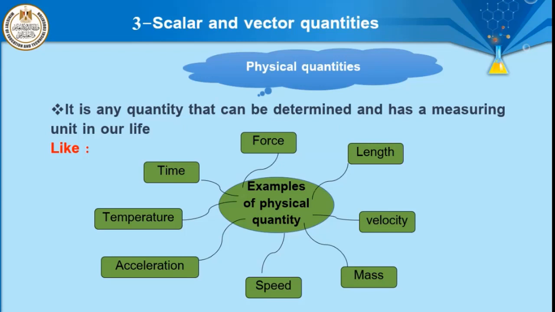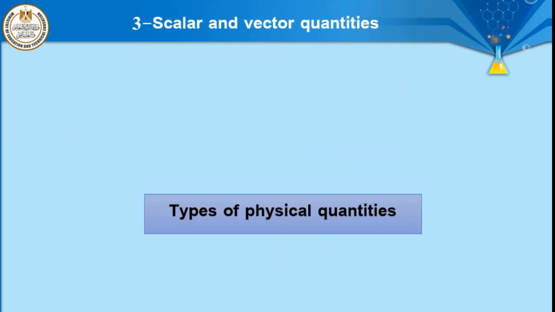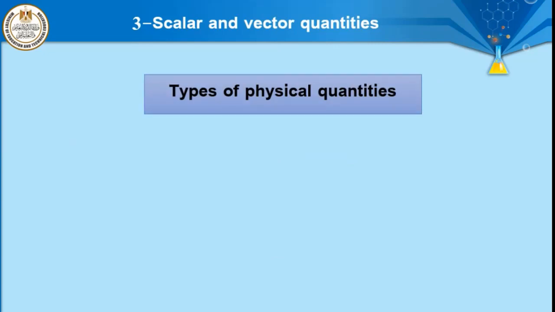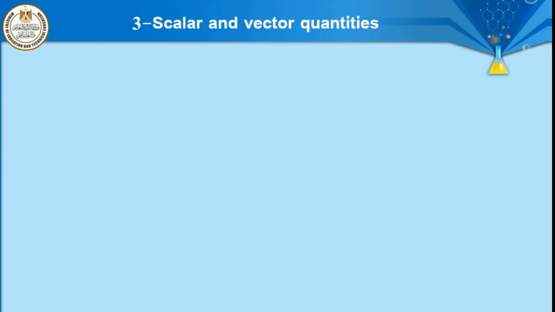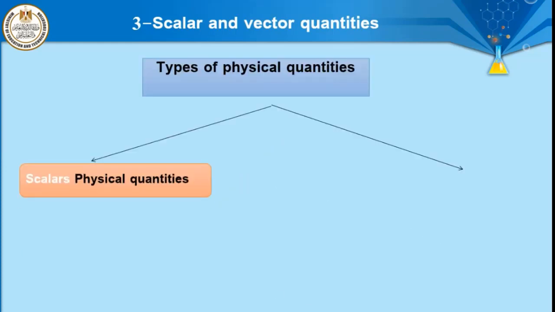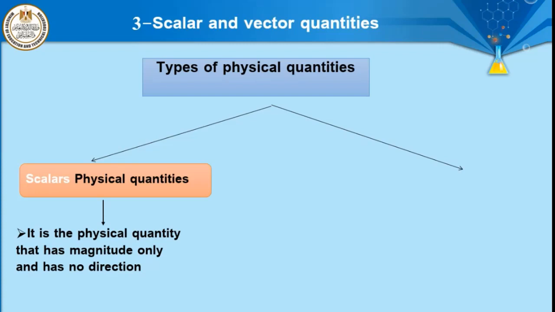These physical quantities can be classified into two types, scalar and vector quantities. How can you differentiate between the two types of physical quantities? Number one, scalar physical quantities. Number two, vector physical quantities. Let's start with scalar physical quantities. Scalar is the physical quantity that has magnitude only and has no direction. This means that it can be defined by its magnitude and has no direction.